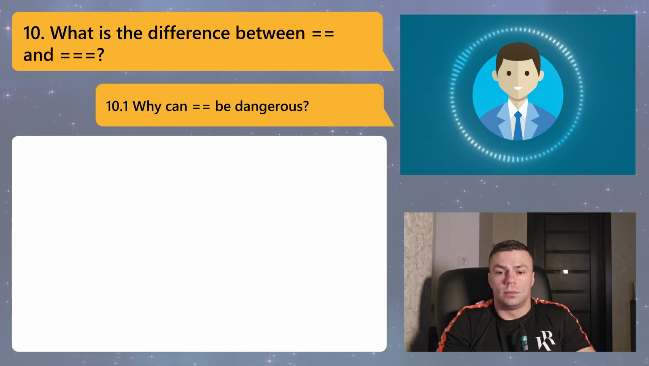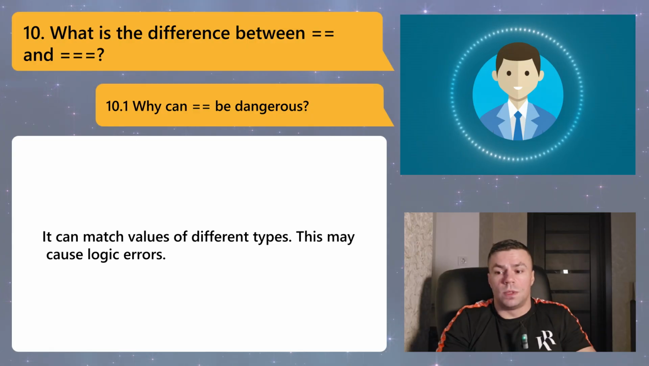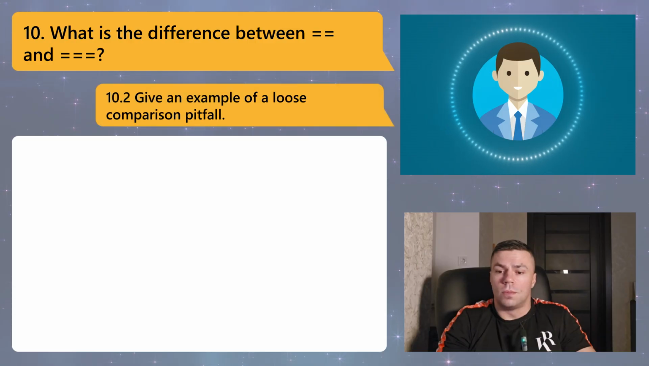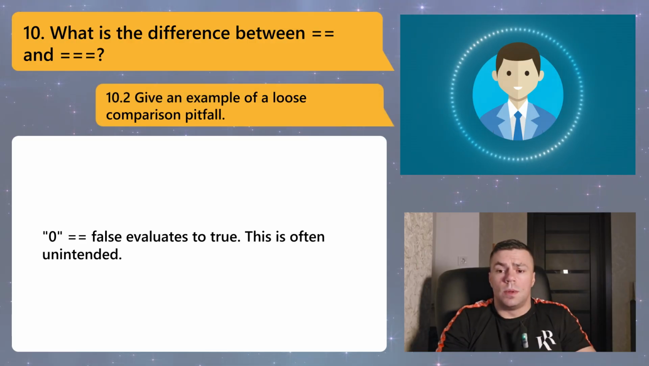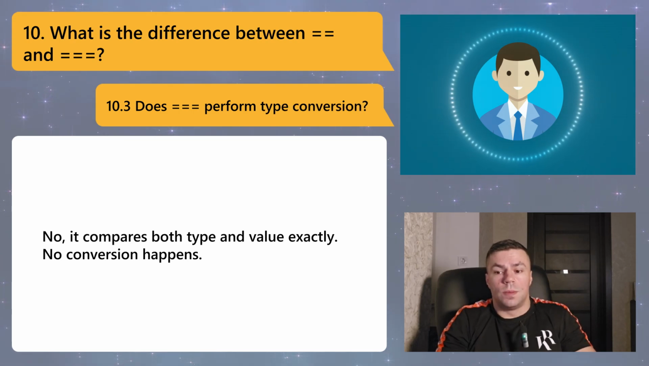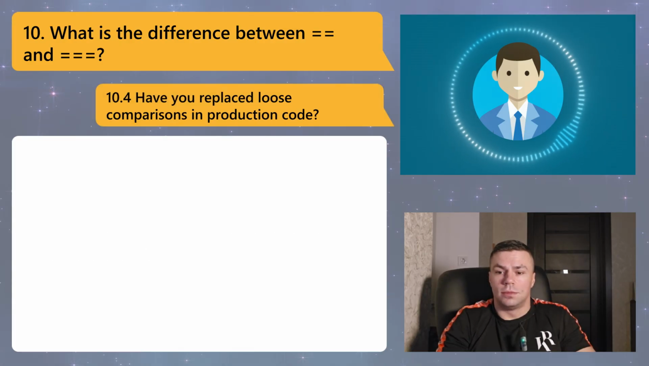Why can == be dangerous? It can match values of different types. This may cause logic errors. Give an example of a loose comparison pitfall. "0" == false evaluates to true. This is often unintended. Does strict comparison perform type conversion? No, it compares both type and value exactly. No conversion happens.